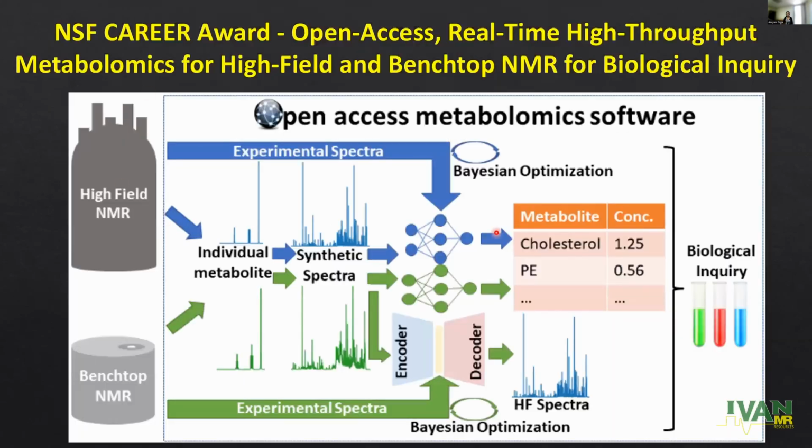And we have this huge, very ambitious project, developing a metabolomic software for high field and benchtop NMR. As you're all an NMR audience, if you're interested, please feel free to reach out to me for any opportunities.